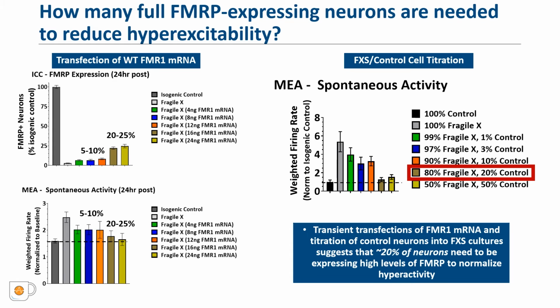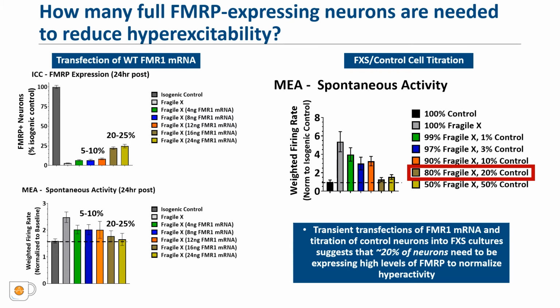This slide summarizes the data from our FMRP mosaicism experiments. Starting in the top left-hand corner part of the slide, this graph shows the average number of FMRP-positive neurons 24 hours post-FMR1 mRNA transfection in Fragile X neurons as measured by immunofluorescence.